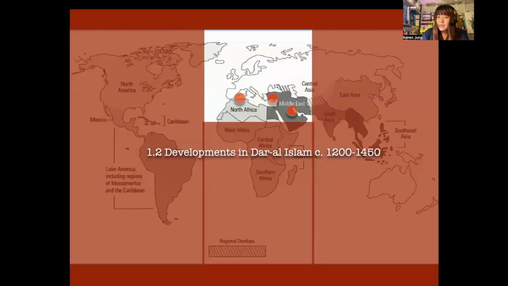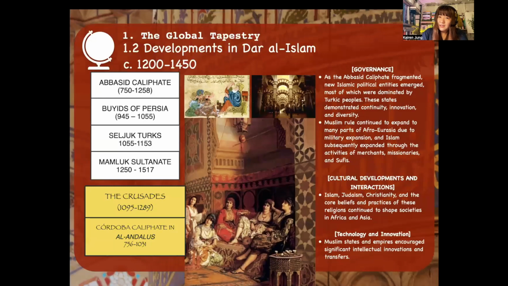Now we're looking at developments in Dar al-Islam. And Dar al-Islam, the region, pertains to what we now know as the Middle East, Anatolia, parts of North Africa, and the Arabian Peninsula. Remember that we're starting in media res. So at this time period, we're looking at the Abbasid Caliphate, which has been around for a while, and the Buyids of Persia, the Seljuk Turks, and the Mamluk Sultanate. Let's look at what the CED of the College Board wants us to know about this area at this time period.